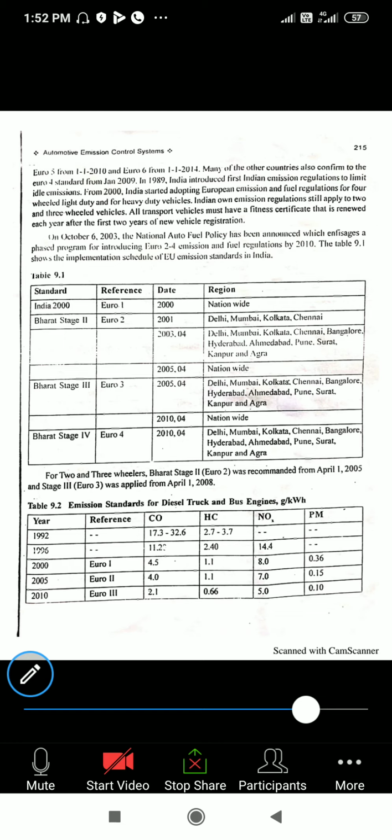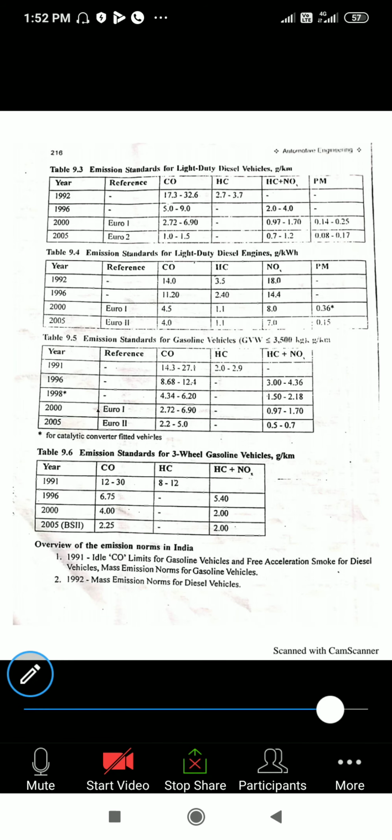So these are some of the acts, and as per those acts the emission conditions are maintained. That also we are going to study here. This is also some of the emission standards for light duty diesel vehicles, for the light duty diesel engine. This is the emission standard for gasoline vehicles. Gasoline vehicles means what? CNG, LPG based vehicles are there. For that the emission standard is being given.